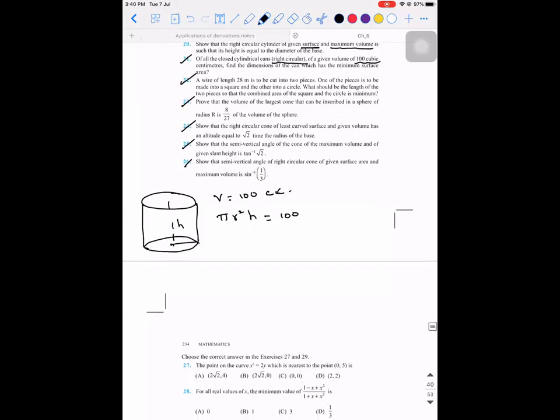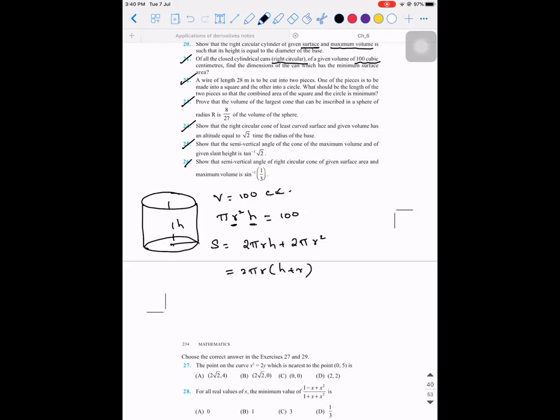But what is varying? R is varying and h is varying. So we need to find one such value of r and one such value of h which will give you the least total surface area among the lot. So what is the formula for the surface area? S is equal to 2 pi r h plus 2 pi r square. So that is 2 pi r into h plus r.